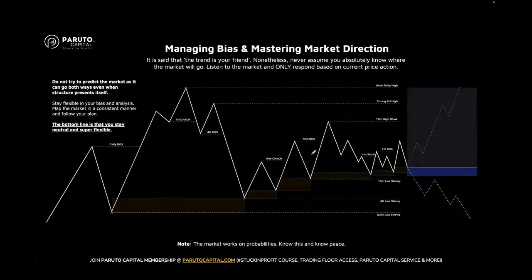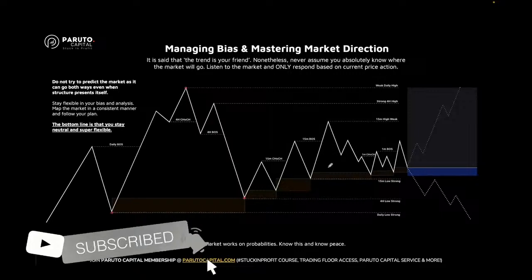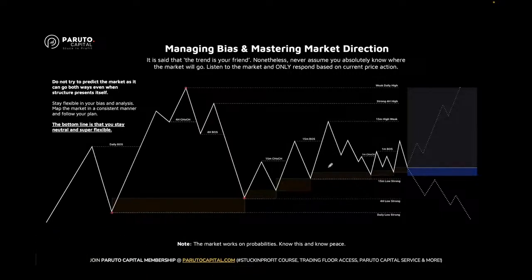Okay, so now let's talk about managing bias and mastering market direction. Now, the market will do what it will do. You can never say for certain, oh, I know what the market is going to do and the market must do what I want it to do. No, that's only going to hurt your psychology. Now, you may have your strategy, you may understand market structure. You have to be patient with it and also understand that the market can choose to go any direction. It doesn't matter how much time you spend doing analysis. The market can just decide to do anything.